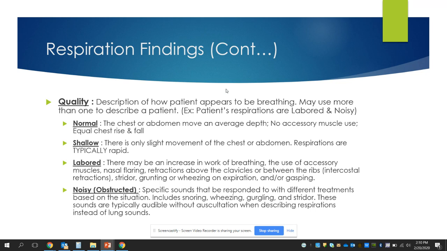Generally, when it's shallow, it becomes more rapid. We're looking to see, is it labored? So is the patient sitting in a tripod position? Are they grunting? Do they have nasal flaring? Do we hear anything that's abnormal? Do we see them physically struggling?